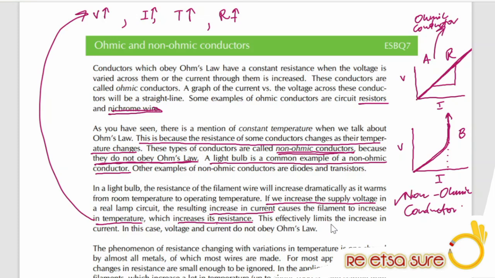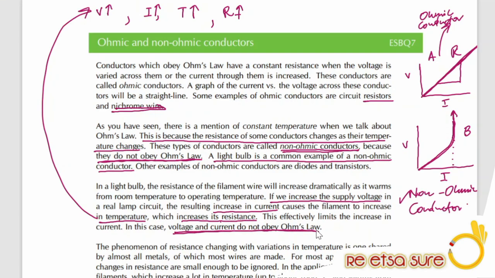This effectively limits the increase in current. In this case, the voltage and current do not obey Ohm's law. I hope you understand it, my beautiful learners.